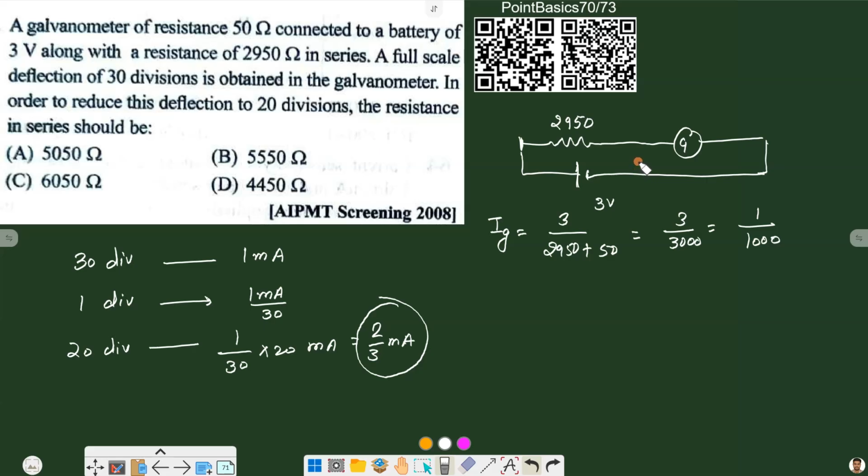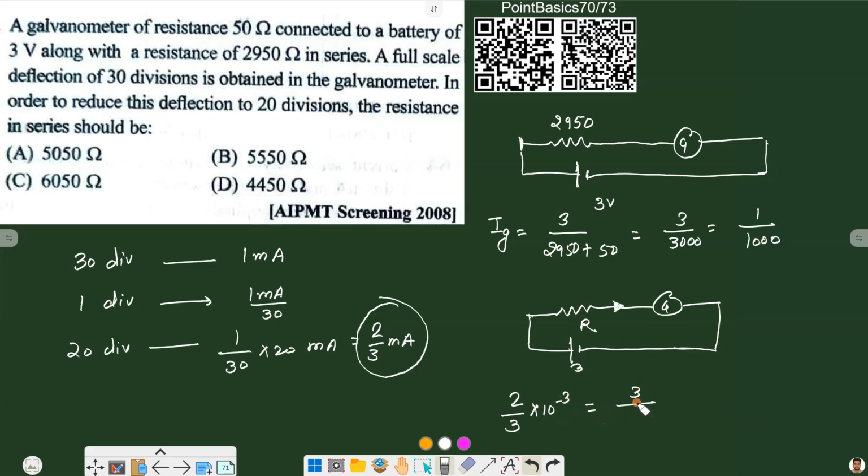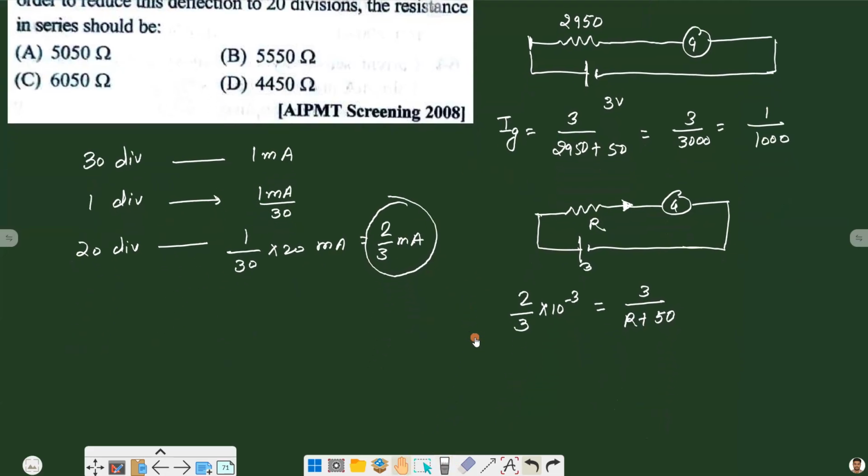And now we have to calculate what will be the resistance in the series. So suppose resistance R is in series with galvanometer. We have a battery that is 3 volts and current in this circuit is equal to 2 by 3 milliampere. So current, that is 2 by 3 milliampere, will be equal to 3, that is the potential, divided by total resistance, that is R plus G, that is 50. So let's do the remaining calculation.